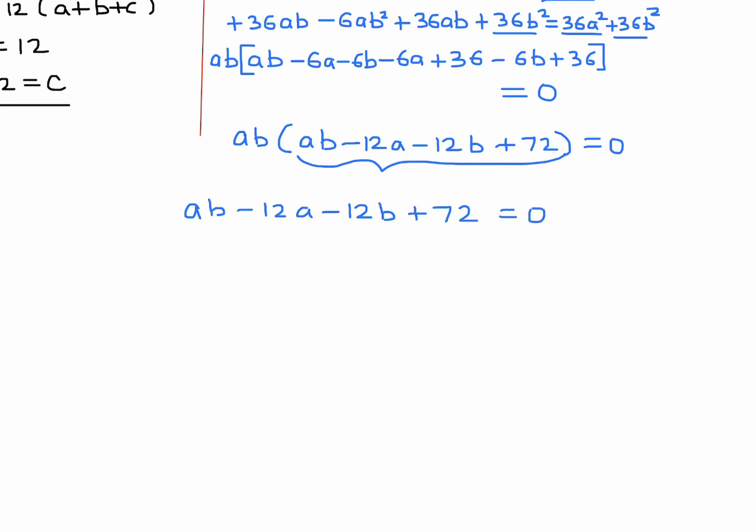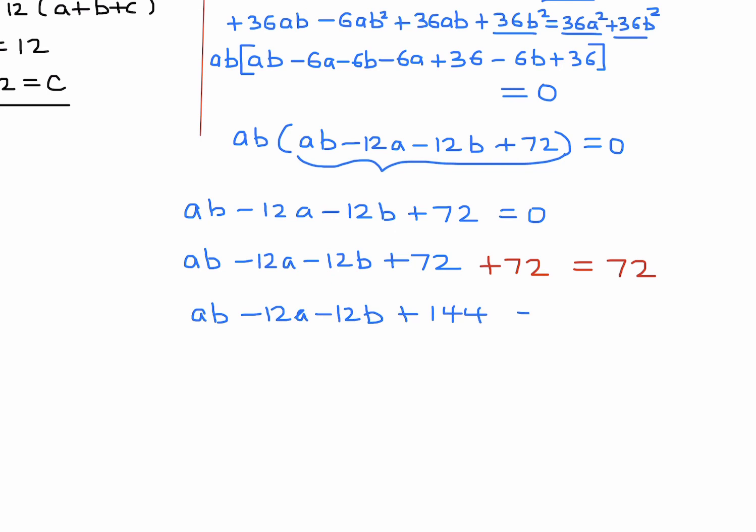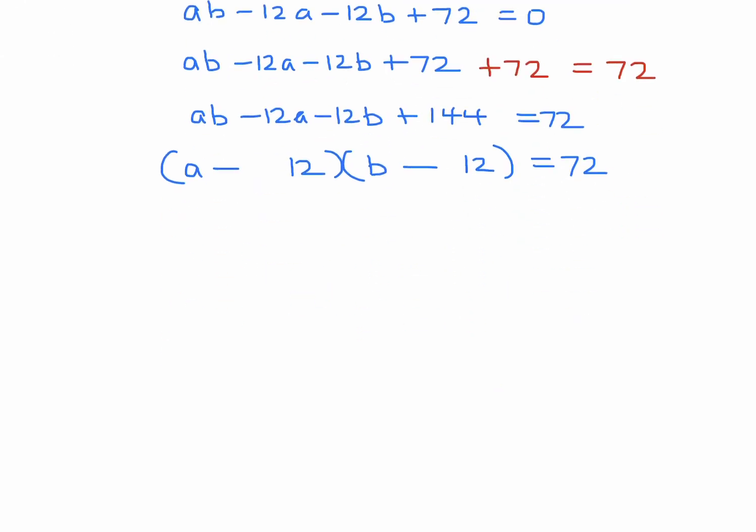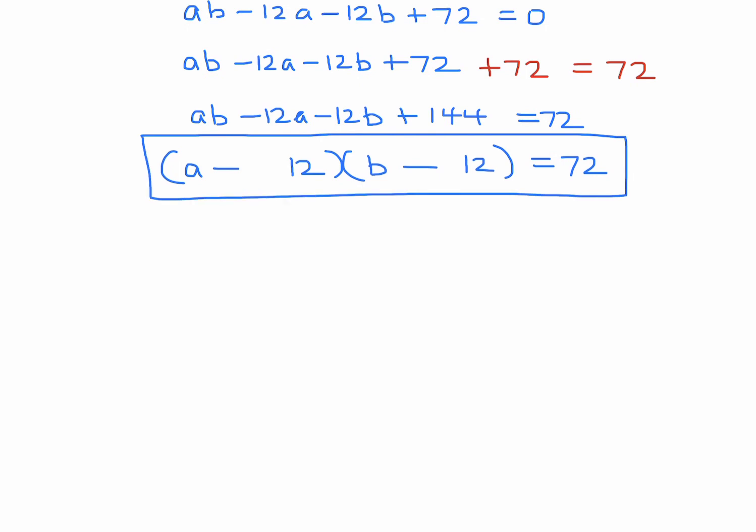Now, the magic trick is to add 72 to both sides, like this. The rest stays the same. What that does is allows you to factor this in a way that will be beneficial. This now becomes AB minus 12A minus 12B plus 144, and that equals 72. And now we can factor this. This becomes A minus 12 times B minus 12. All right? This is the point where you can figure out values of A and B.